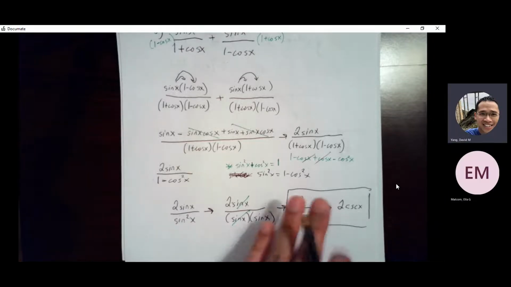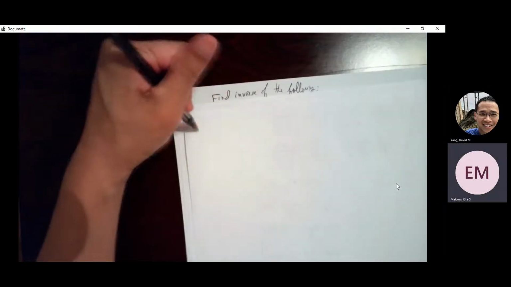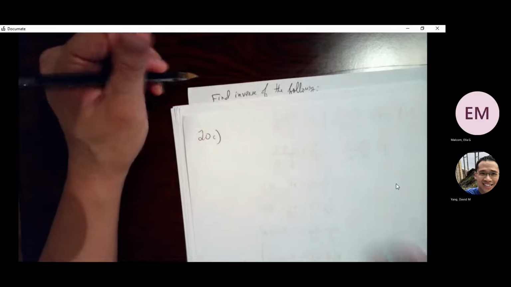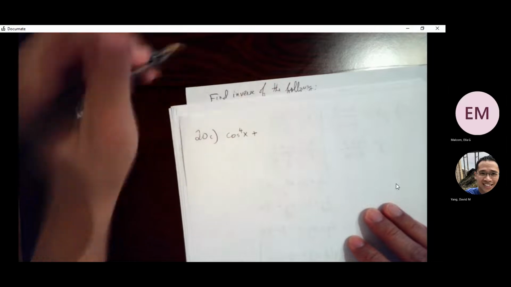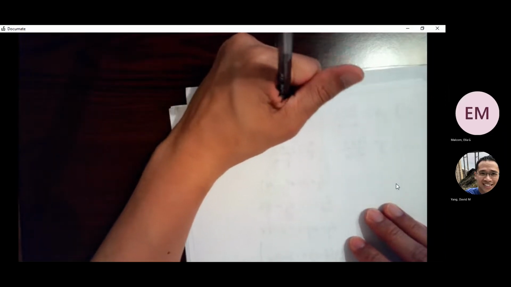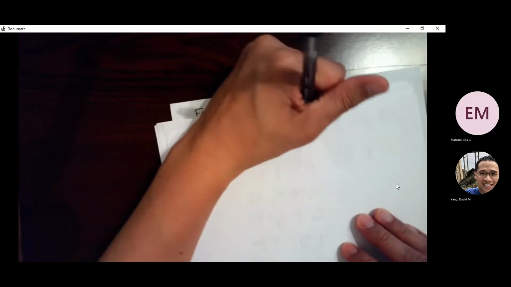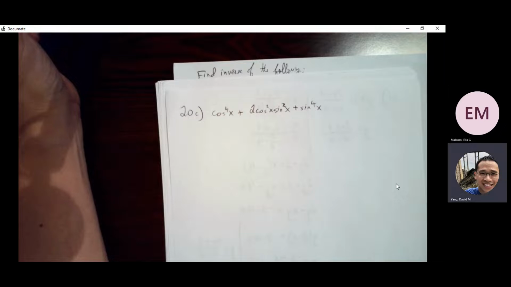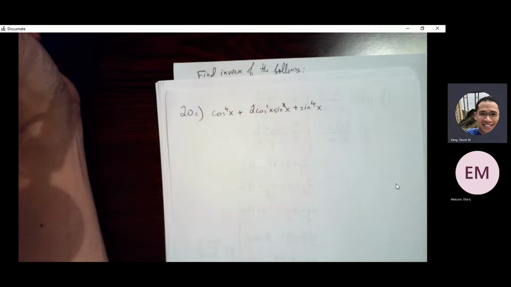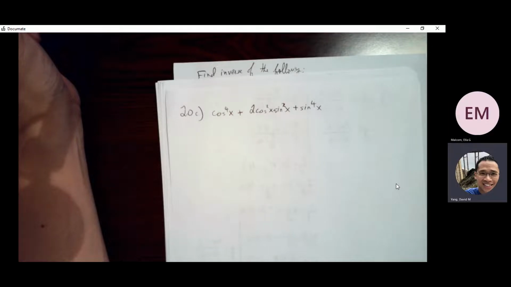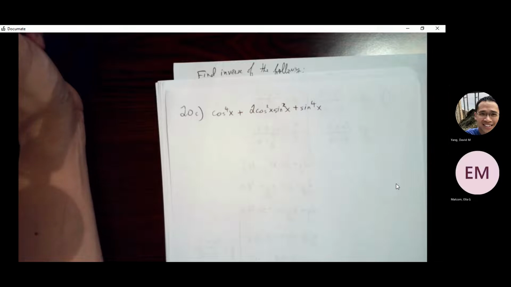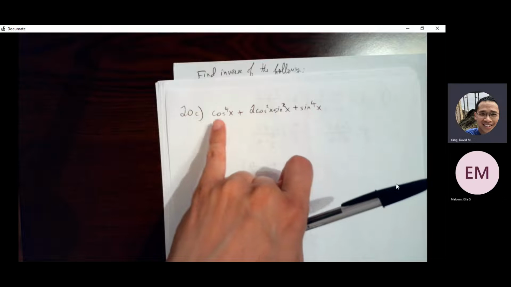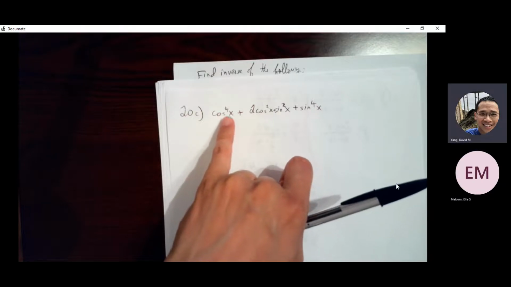Okay, let's look at part C. So the hint is factoring. But how would I factor this? Right, how do you factor this? Well, maybe we can think of what could I create that will multiply to be cosine to the 4th of x?